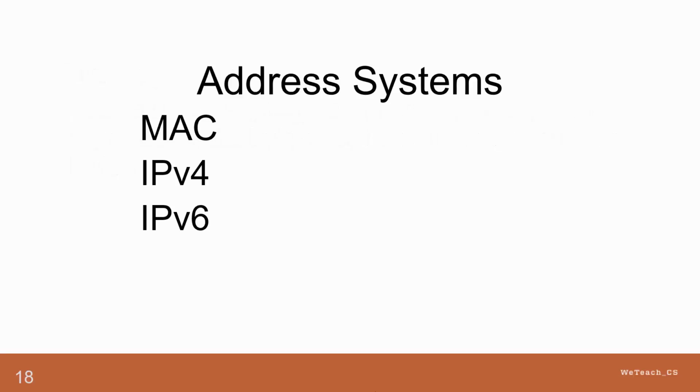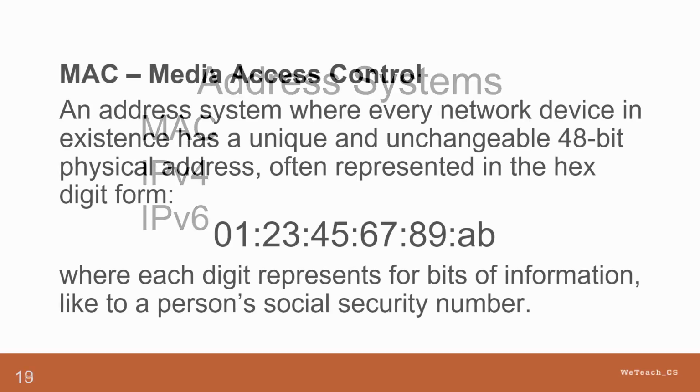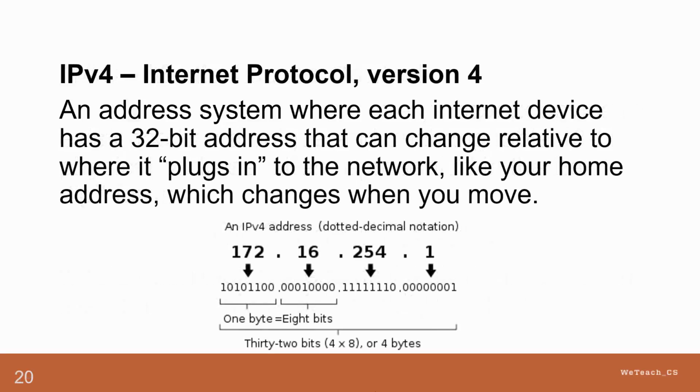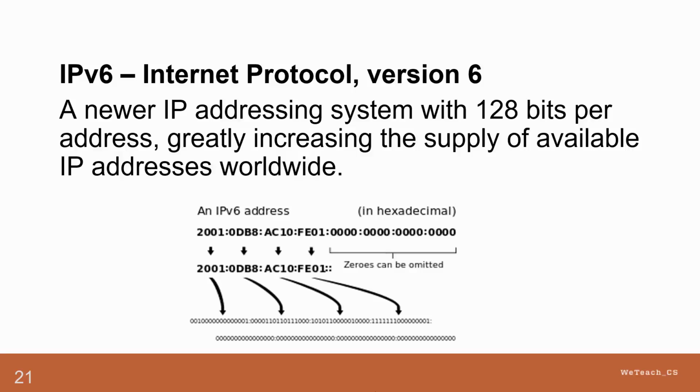There are 3 main addressing systems in use today. The MAC address is a unique identifier for every network device in existence. No 2 are alike, and once assigned, it cannot be changed. This is just like your social security number. IP addresses are what identify your device depending on where you plug into the network. It is changeable, like your home address when you move. The original IP version 4 system started running out of IP addresses as the internet grew larger and larger, and so the newer version 6 was developed and is now also in use, and eventually will phase out version 4.